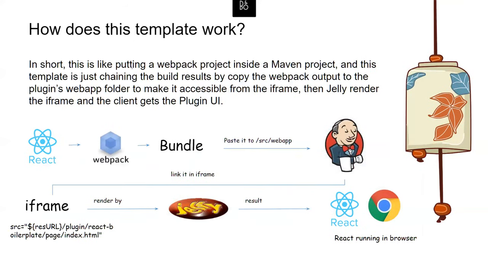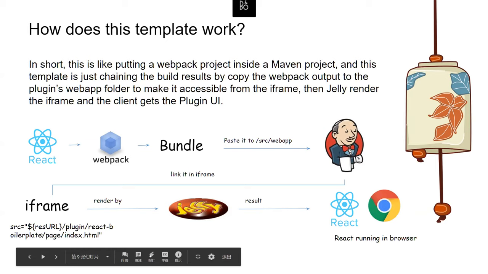So how does this template work? It's just like putting a Webpack project inside a Maven project, and it's just chaining the build results. The build results are things like HTML and JavaScript files, and they just get copied to the plugin's webapp folder to make them accessible from the iframe. It's just like the diagram below. First, we use Webpack to bundle the React project, and then we paste the output to the src/main/webapp folder, and we then link the static files in an iframe like the link below. And then the iframe is rendered by Jelly, and the result is shown as if React is running in the browser.